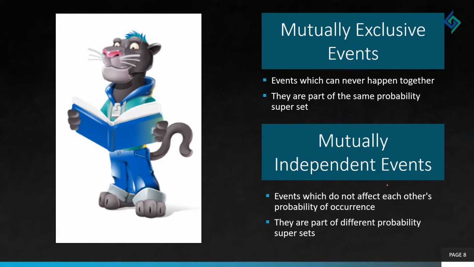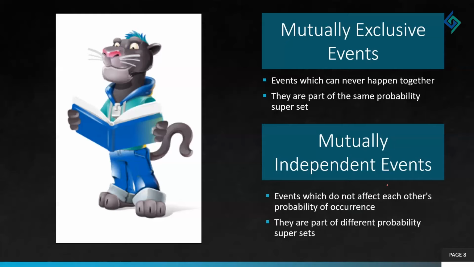Now, what this means, we will look at in detail by using an example, but we'll wait a bit for that. For now, just understand that mutually exclusive events are events which can never happen together. If one happens, then the other happening becomes impossible.